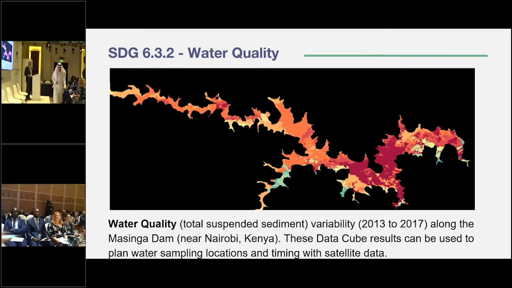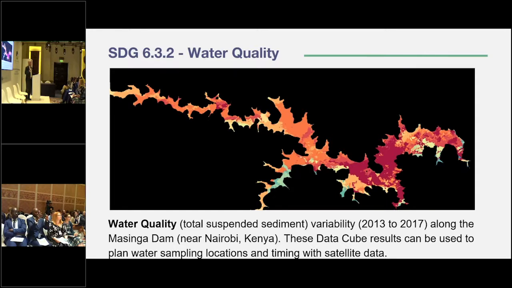We got together with some of the countries and I was playing around and I stumbled across this dam near Nairobi called the Masinga Dam. And I said, let me run something. Let's test this out. Just a couple minute analysis. This is basically the water quality variability over 4 years in this dam.